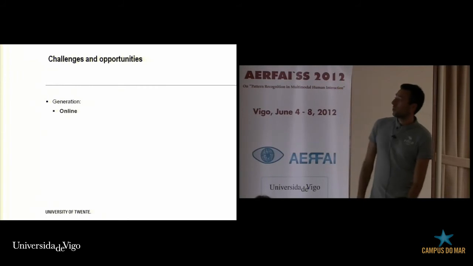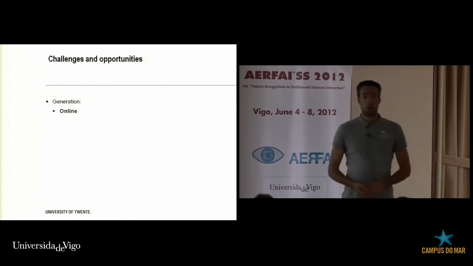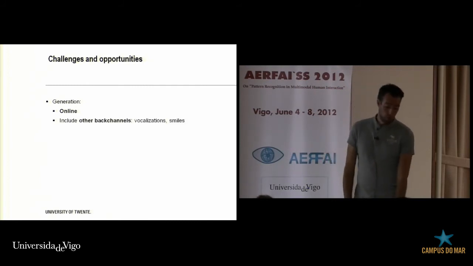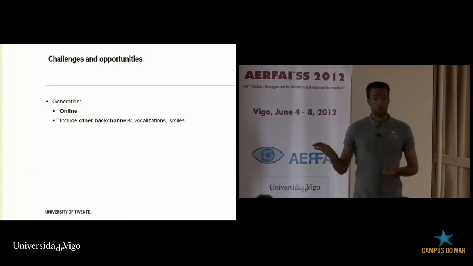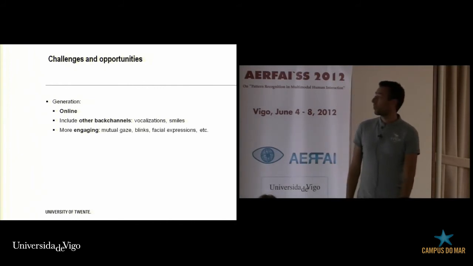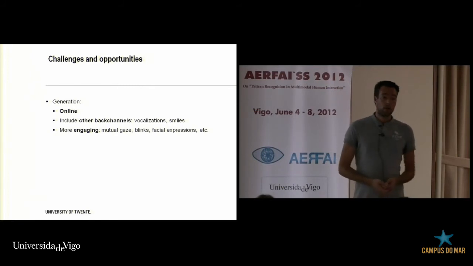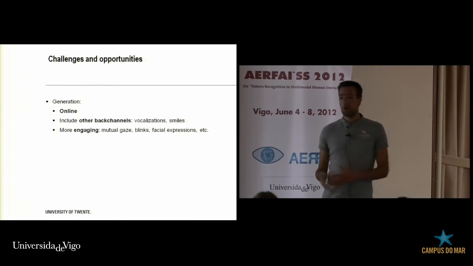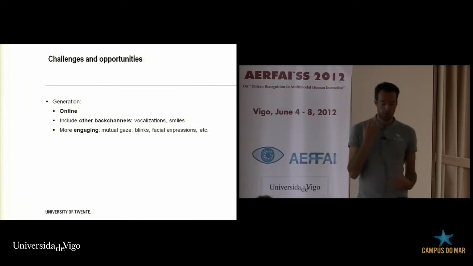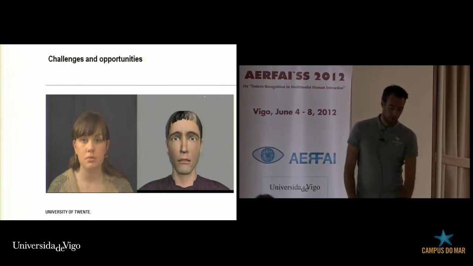Then we have the generation. We definitely want to stick to online because that's the eventual motivation of our work, to have online conversations with virtual humans or robots. We want to include other back channels, vocalizations, smiles. So far we have focused on nods, but we need to go beyond that and see in what kind of context they are being made. We need to add all these other modalities in the behavior of the listener: gaze, blinks, facial expressions, body movement. Right now you're just looking at a face that sometimes does this, and we need to go beyond that to really see if it works.